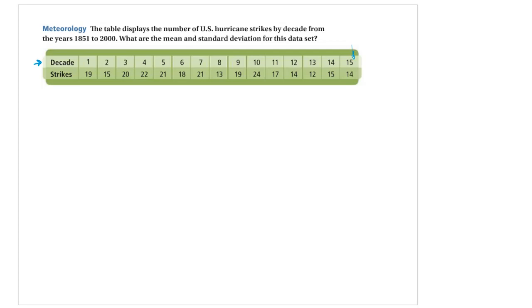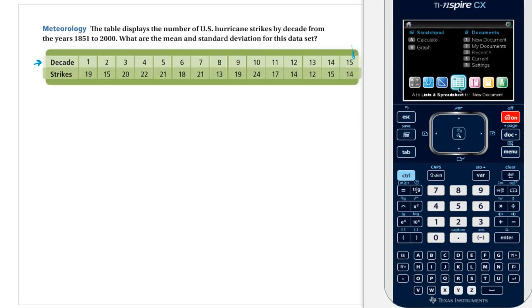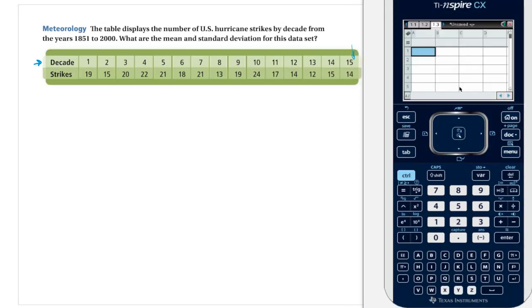So now the question is, what's the mean and standard deviation? What it's asking for is, what is the average number of strikes, so direct hits on the United States per decade? And what is the standard deviation of that set also? So all we have to do is type this into our calculator. Again, on the calculator, you just need a single column. So we go to our spreadsheet. You don't even have to label the column, and you just type in those numbers. So let me go ahead and do that real quick.